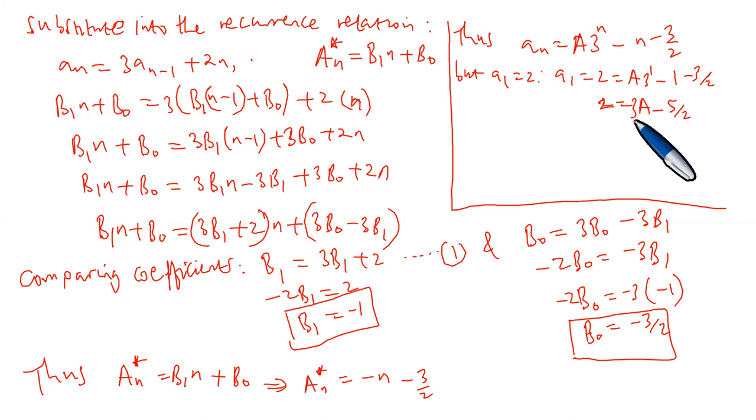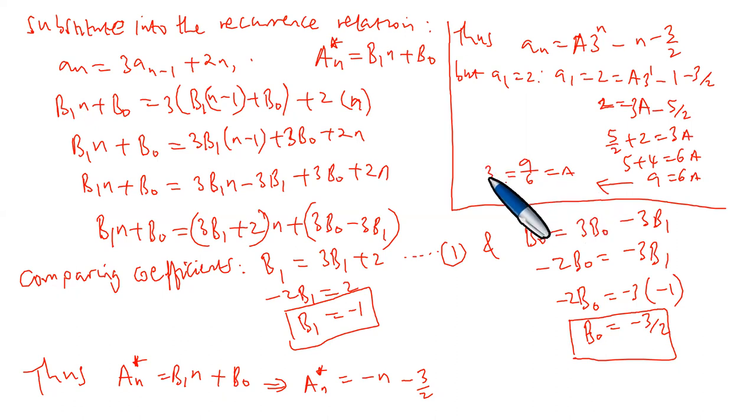Okay, so if it's minus 5 over 2, you bring it across, it becomes 5 over 2 plus 2, which is 3a. You multiply it through by 2, which is 5 plus 4 equals 6a, which means 9 is 6a. And therefore, the answer to this is that we have 9 out of 6 equals a. And then this one is exactly 3 out of 2.